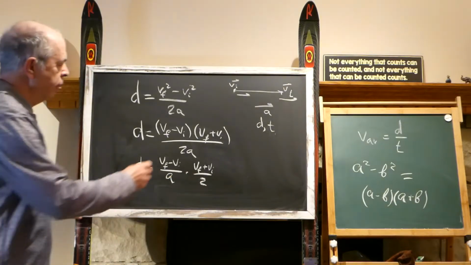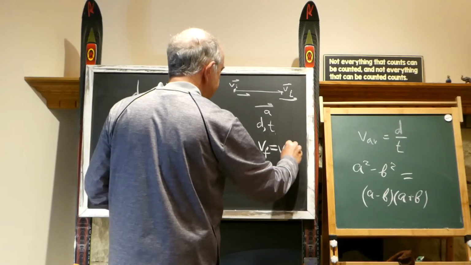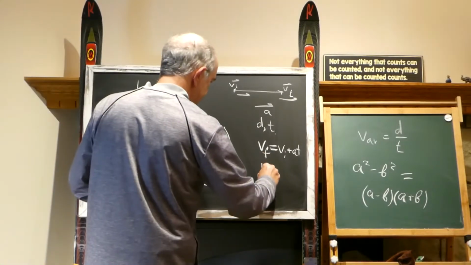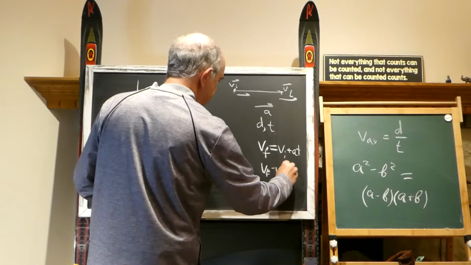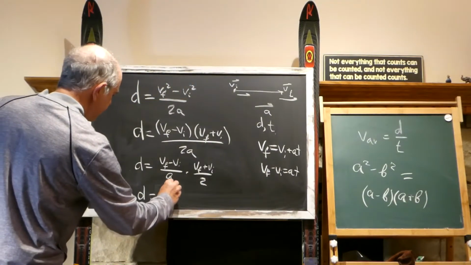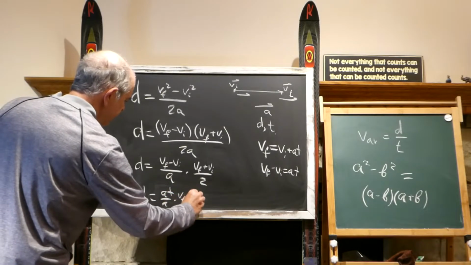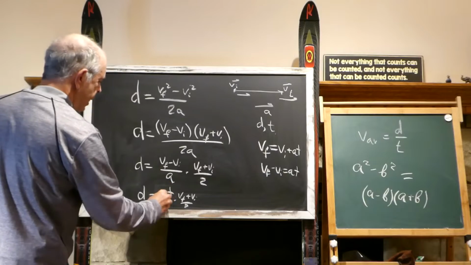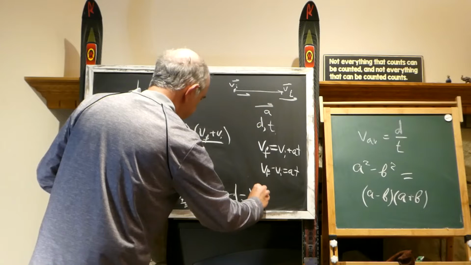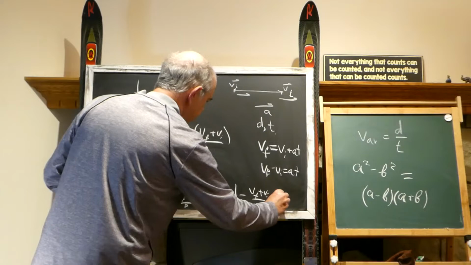And why I did it? Because this is acceleration, and during acceleration v final equals v initial plus at. So I put it here. I can say v final minus v initial equal at. It's all the same. So d becomes at divided over a multiply v final plus v initial over 2. A is gone, and I have the formula d equals v final plus v initial over 2 multiplied by t.